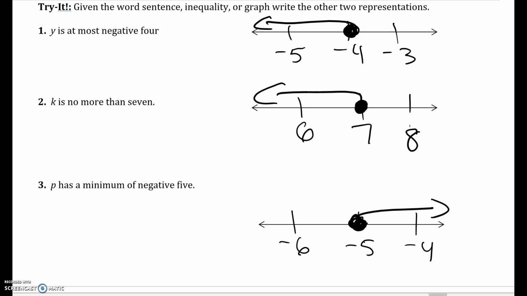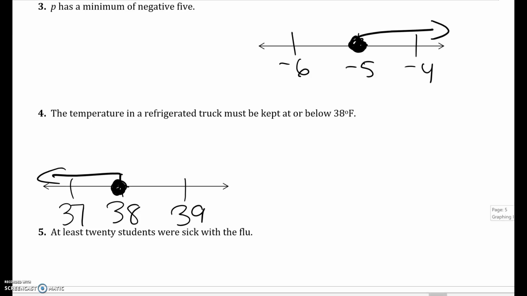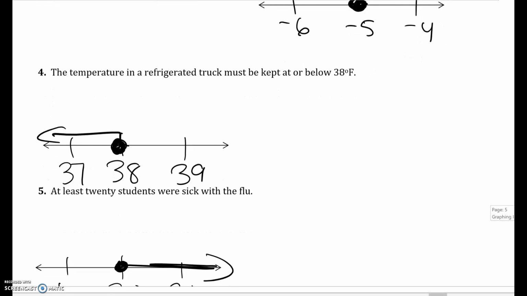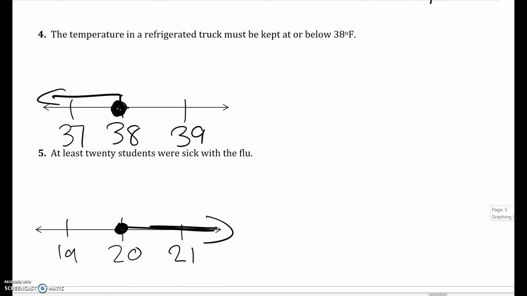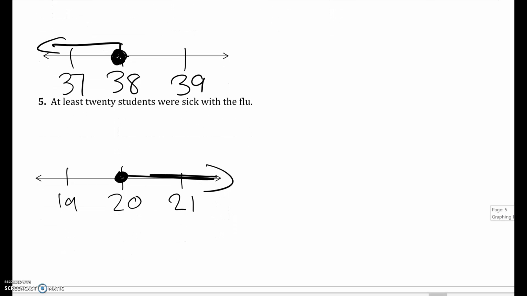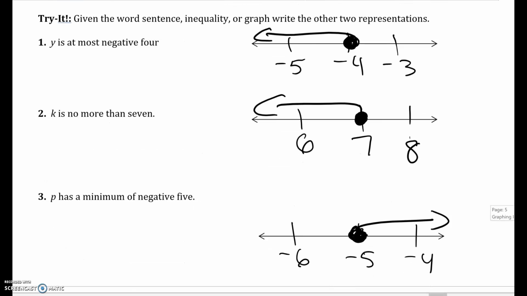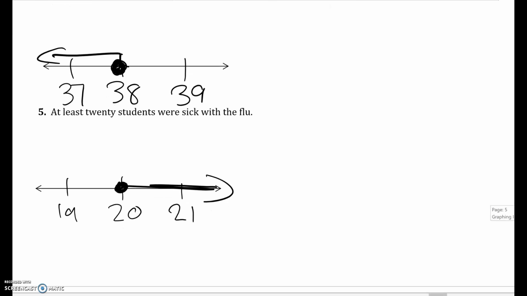Right, so how'd you do? Y is at most -4. It's less than or equal to -4. K is no more than 7. Again, less than or equal to. Minimum of -5, so it's greater than. Must be kept at or below, less than. And at least 20 would be greater than. Notice these are all or equal to. All of the circles should have been filled in. How'd you do?